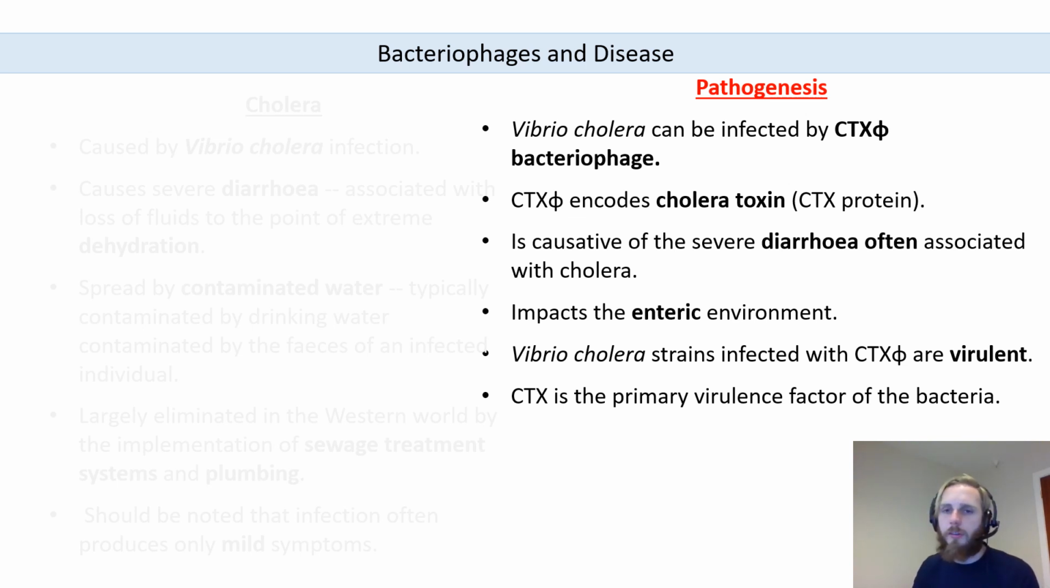Now, this cholera toxin is what directly causes diarrhea, so it's what directly impacts the enteric environment, it impacts the gut, and it causes the primary symptoms of Vibrio cholera. And therefore, it's clear to see how when Vibrio cholera becomes infected with CTX-phi, it's potentially gaining the ability to cause disease.